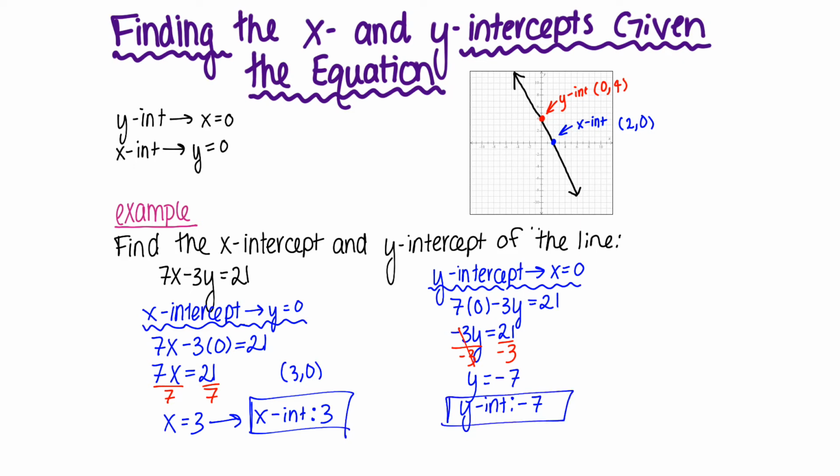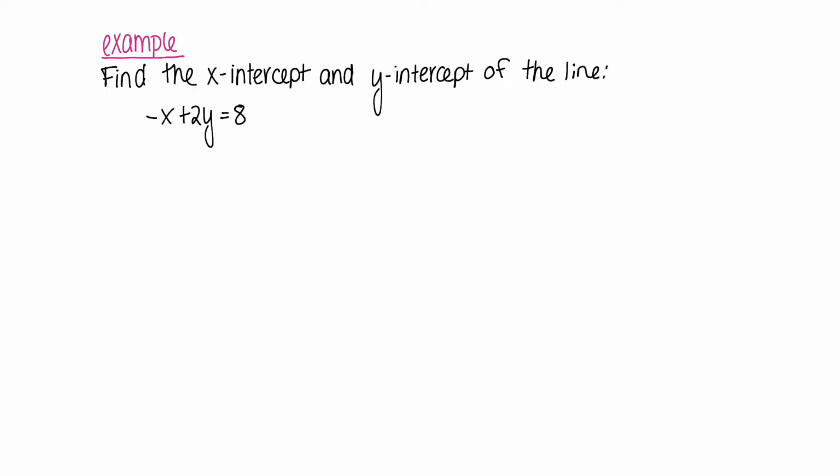Once again, technically the y-intercept is a point. It should be the point 0, negative 7, because x was 0. But once again, Alex is going to have you enter it with just the number part, so I'm going to leave it like that. And that's all there is to this type of problem. Let's go ahead and try another. So negative x plus 2y equals 8. Let me show you how to do what I just did, but faster.